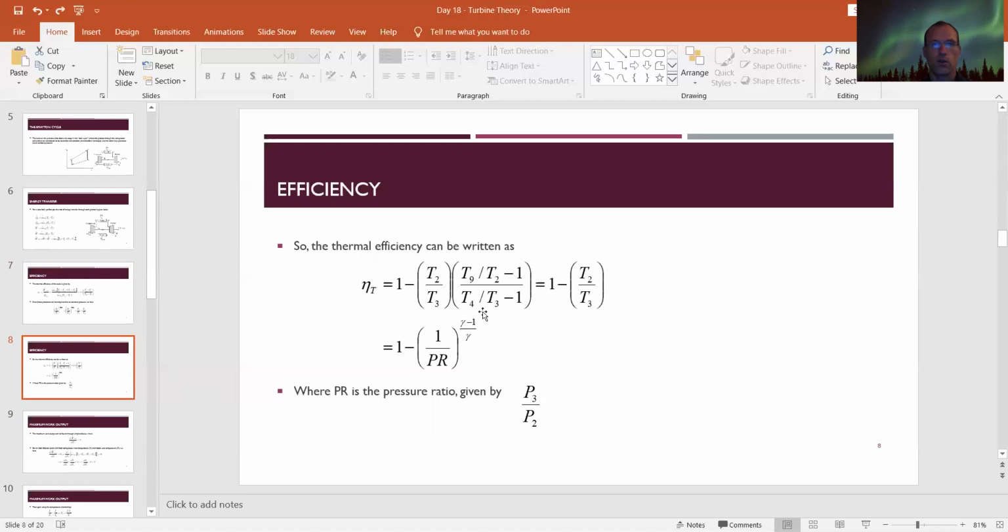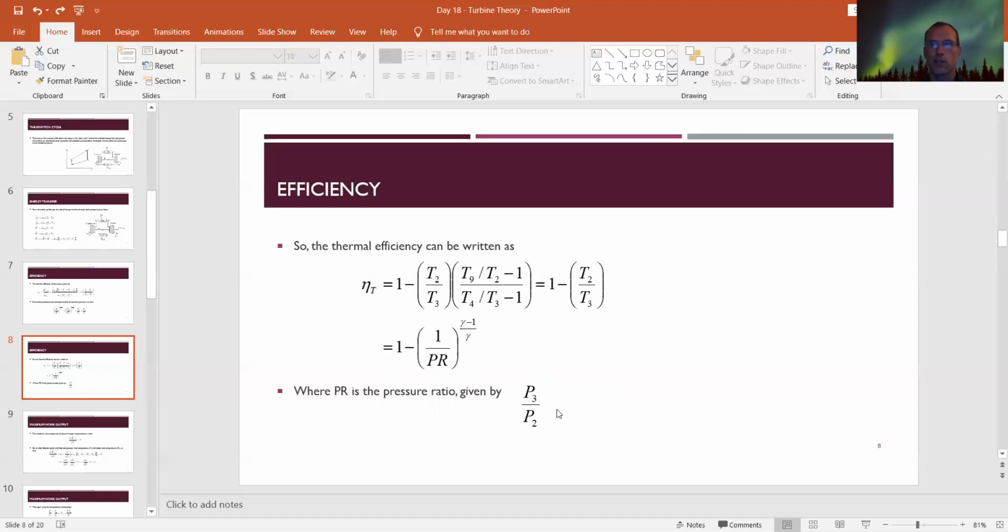And so basically this whole thing is the same, so that whole relationship just becomes 1. So I'm just left with 1 minus T2 over T3. And then T2 over T3, I can go back to the pressure. So that's the same thing as P2 over P3 to the gamma minus 1 over gamma power. And then I can define this pressure ratio PR to be P3 over P2. And then my thermal efficiency is just given by that one quantity, the pressure ratio, P3 over P2.